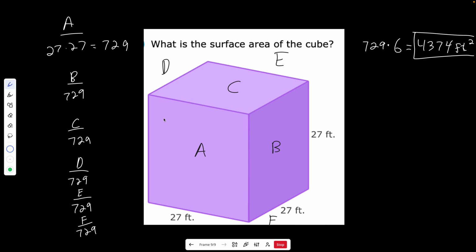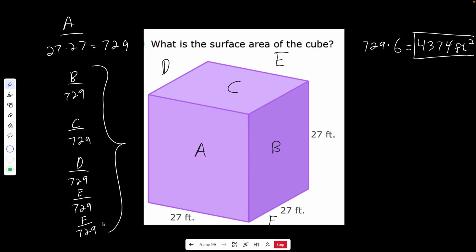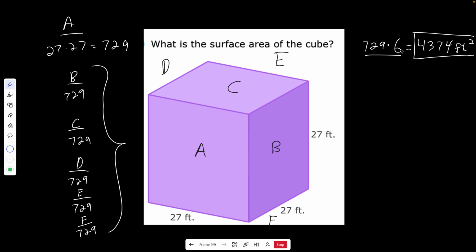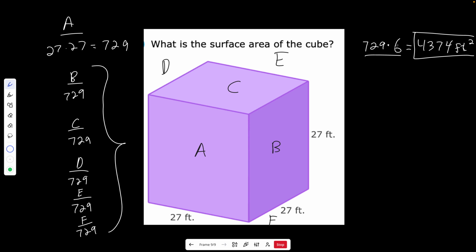Okay, for this problem, you've got a bunch of squares. So you just do side times side, length times width. You get 729. You can see over here, I did not do it for each one because they're all going to be the same. There's 6 sides. So at the end, you could do 729 plus 729, six times, but it's just multiplied by 6. The final answer should have been 4,374 feet squared.